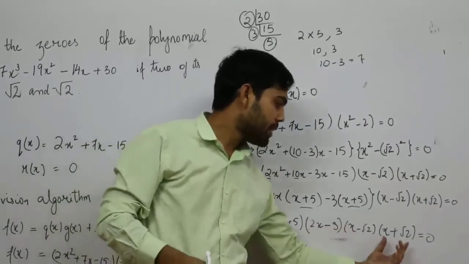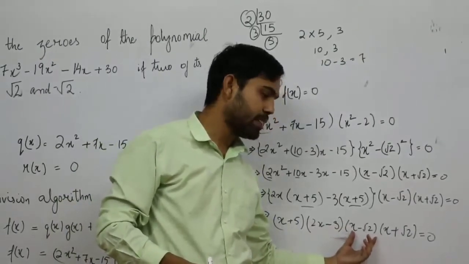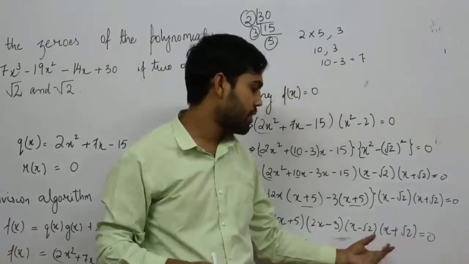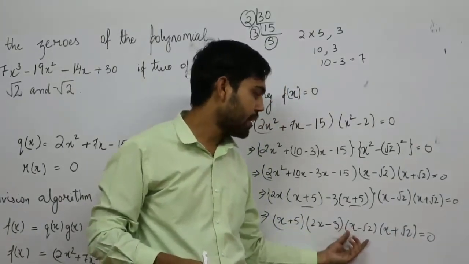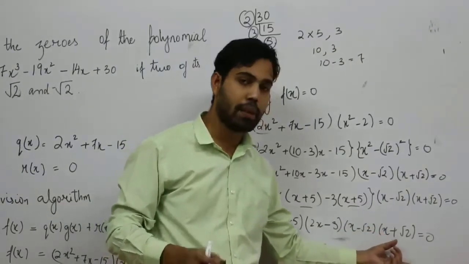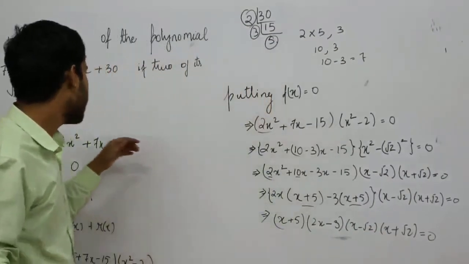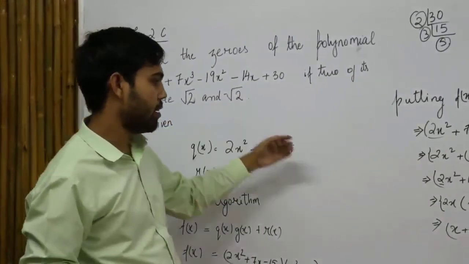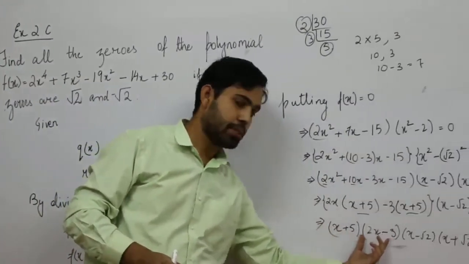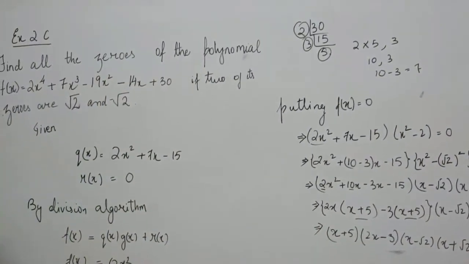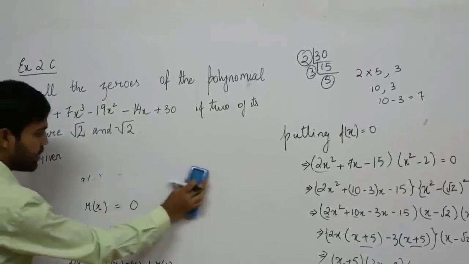If I put these two equal to 0, suppose I put x minus root 2 is equal to 0 or x plus root 2 is equal to 0, what are the values of x that I get? From here I am getting the value of x to be root 2, and from here the value of x to be minus root 2. These are zeros and they are already given in here. So this is not what I want to find out. I want to find the other two values.